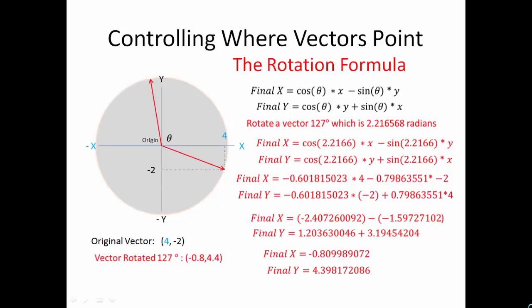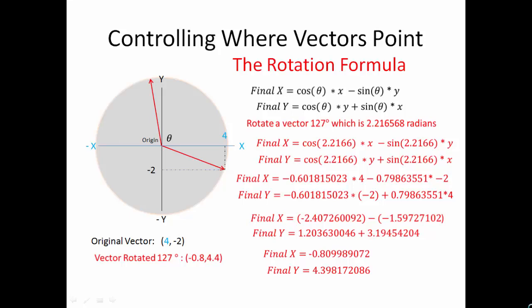Okay, so controlling where vectors point. How do you rotate the vector? We talked about having a known starting direction, and that we're going to rotate it, but how do you actually do that? Well, you do it with this formula that's written in black here.